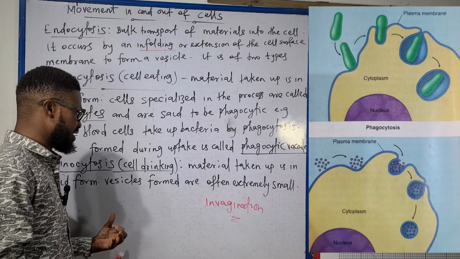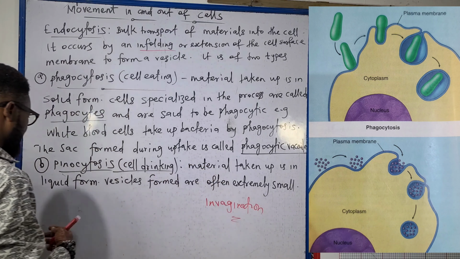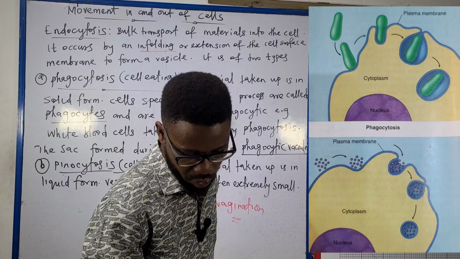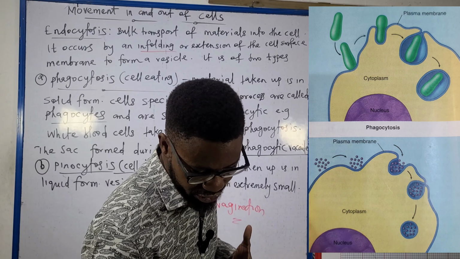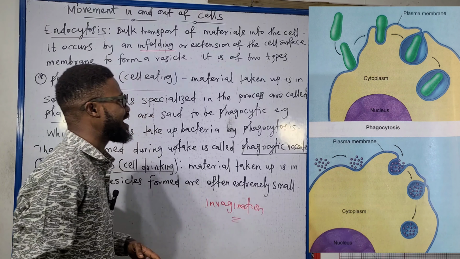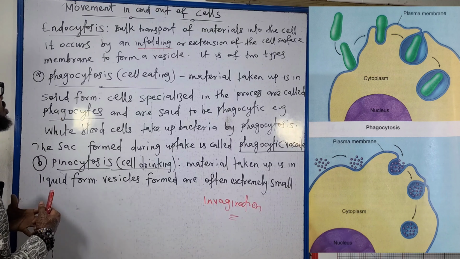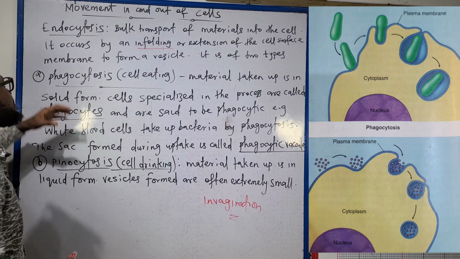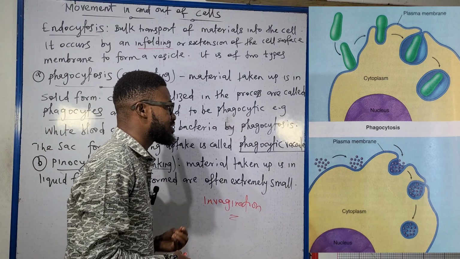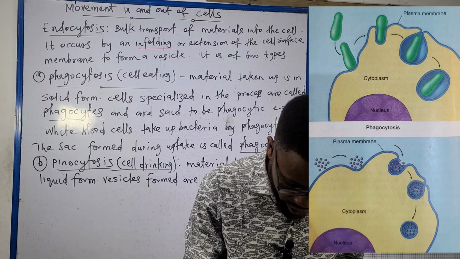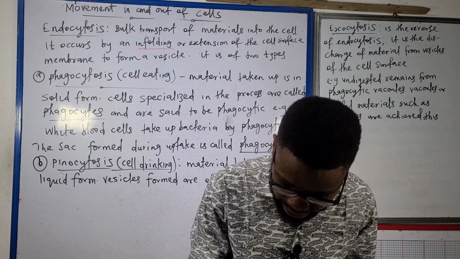Then also pinocytosis is a form of endocytosis. In this case, cell drinking, the cell is taking up materials in liquid form. Vesicles formed here are extremely small. You can see in that diagram the vesicle is smaller than what you have for phagocytosis. But when you talk endocytosis, it is bulk transport, and it is an active process because the cell is going to expend energy. The cell is going to expend ATP.